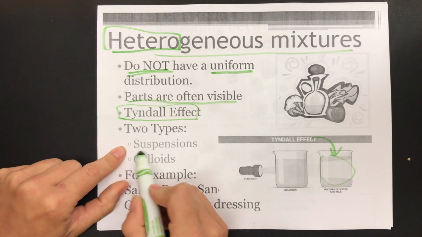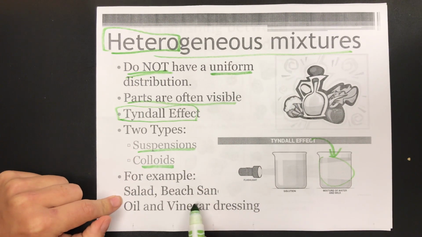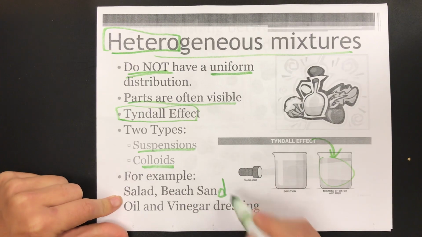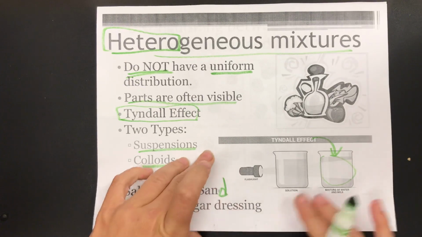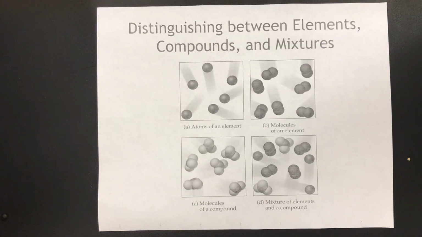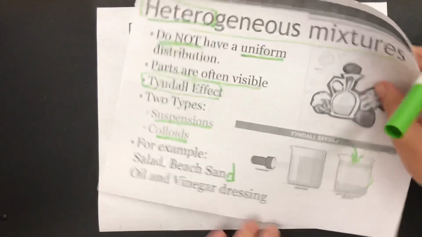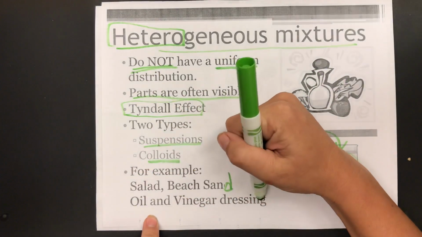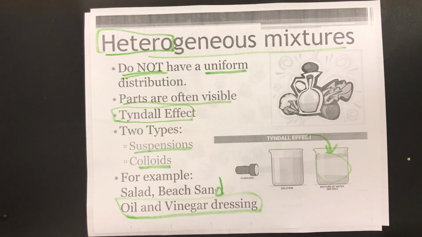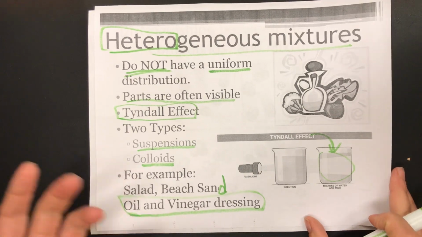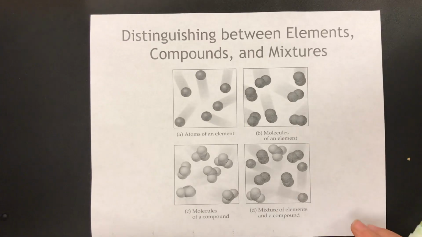Okay, there are two types, suspension and the colloid. Examples of heterogeneous: salad, beach sand, oil and vinegar dressing. Anything that can be separated over time is going to be heterogeneous. Let me explain that, sorry. If it separates on its own, like oil and vinegar, it is heterogeneous. Like mud over time, the water's on top, the dirt goes to the bottom, heterogeneous.